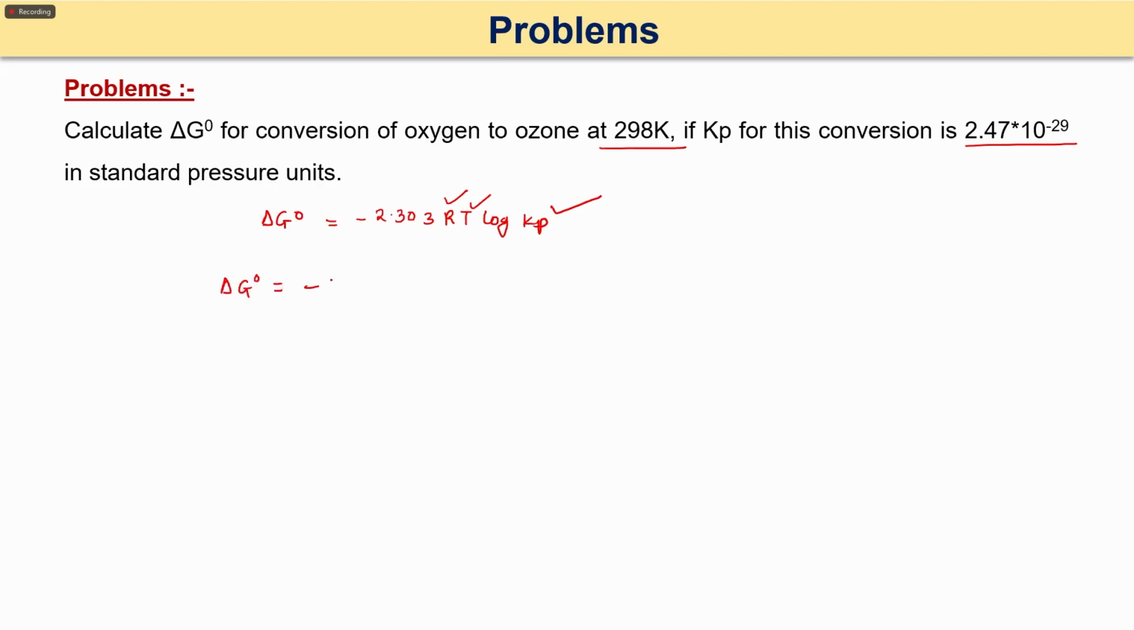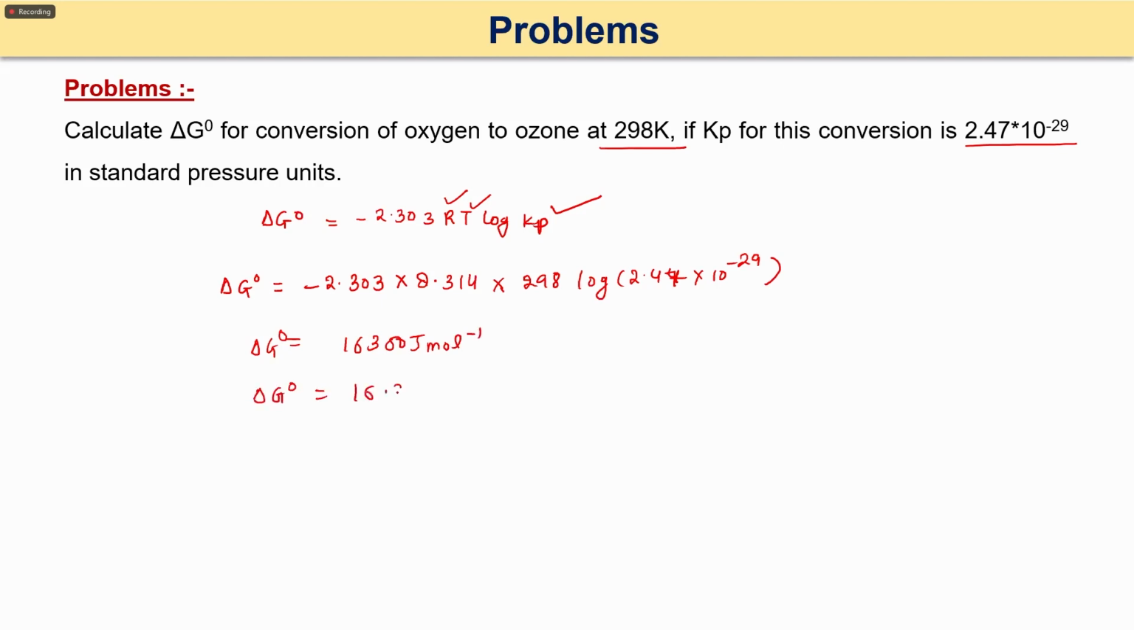So delta G not is equal to minus 2.303 R T log Kp. The value of R is 8.314, the temperature is 298 Kelvin, and then we will take the log of 2.47 into 10 to the power minus 29. If you solve this, you will get delta G not equal to 16,300 joule per mole. If you change this joule to kilojoule, it will become 16.3 kilojoule per mole.